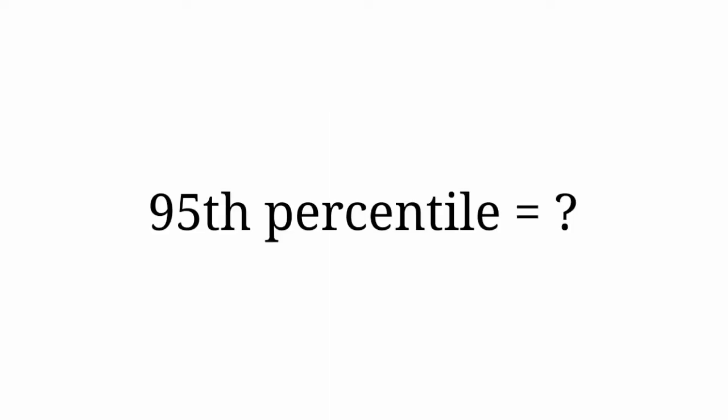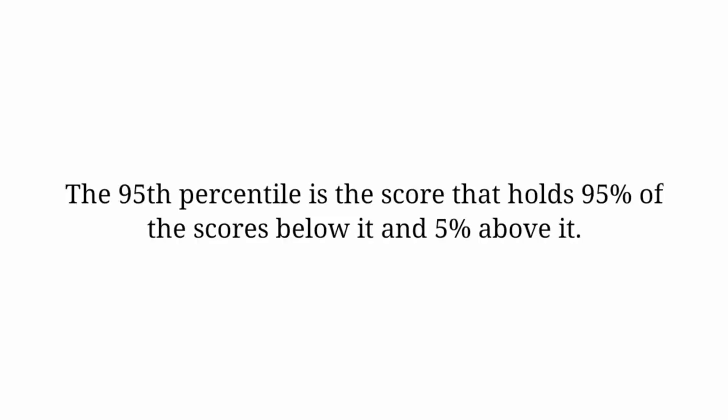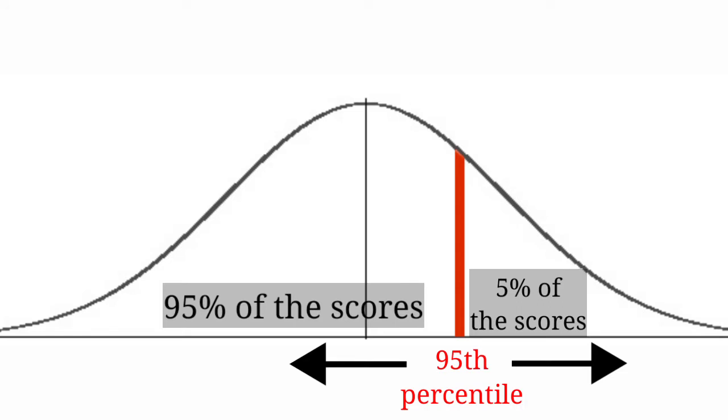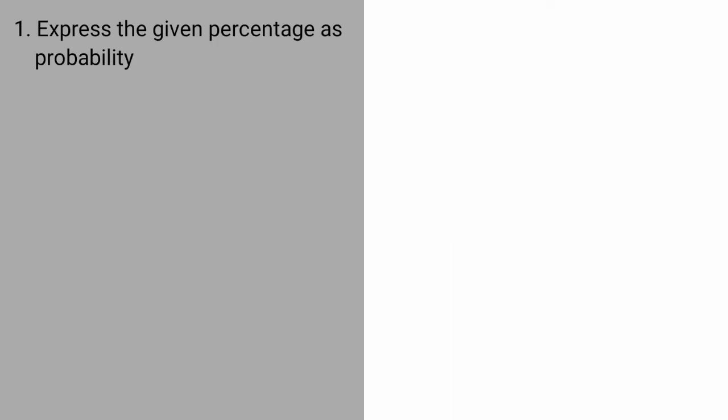In this example, we must find the value or score that corresponds to the 95th percentile. The 95th percentile is the score that holds 95% of the scores below it, and 5% above it. For better understanding, we can look at this illustration. To solve this problem, we must follow these steps. First, we must express the given percentage as a probability. Here, the given percentage is 95%.